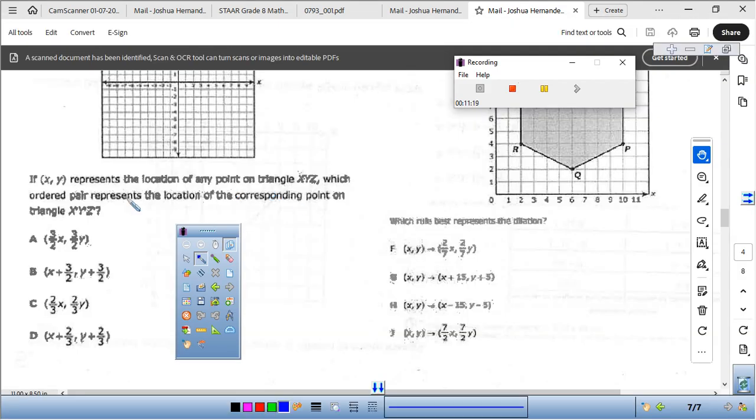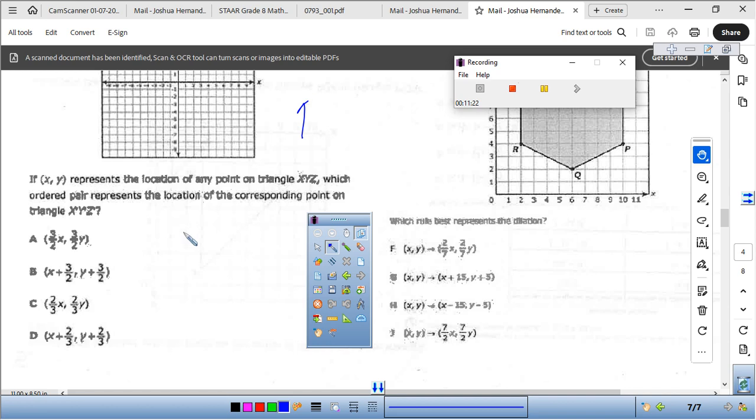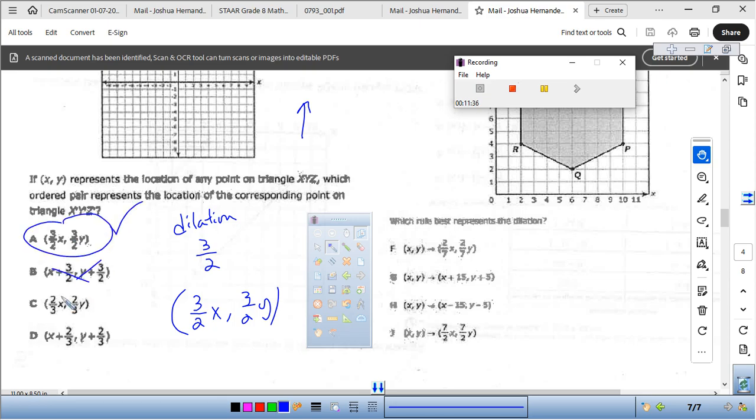Let me see, does it say dilation here anywhere? Well, up here it said dilated, okay? So dilation, and it says by 3/2. That's easy. So the rule would be 3/2 x and 3/2 y. Boom, that's it. This is add, this is 2/3, not even close. None of these make sense at all.